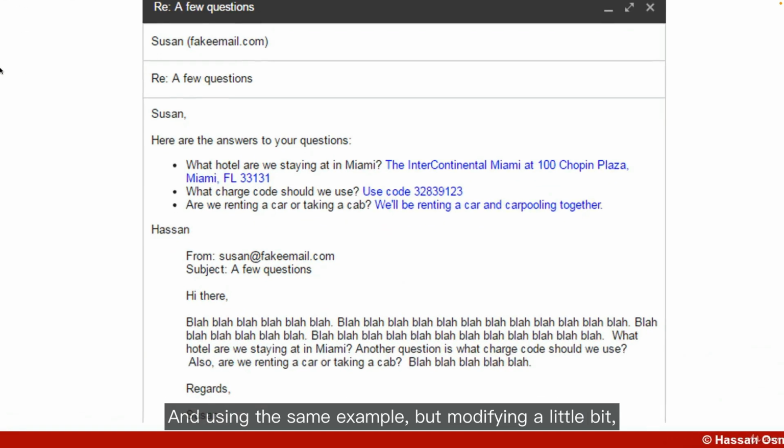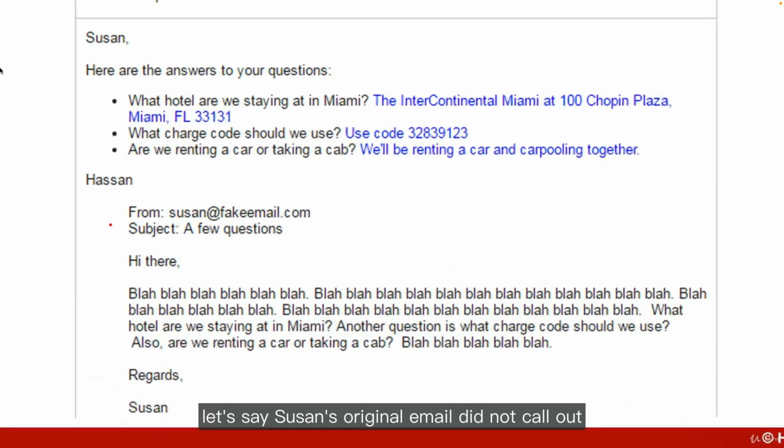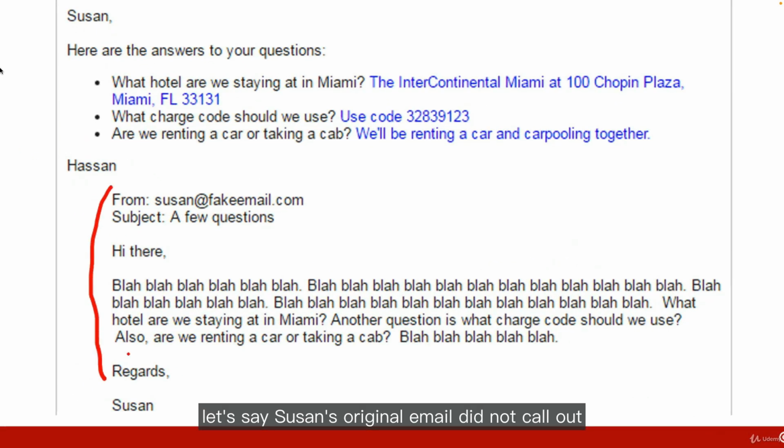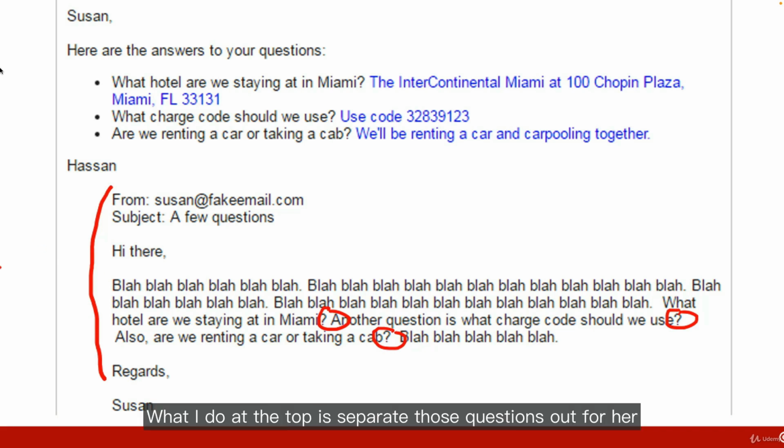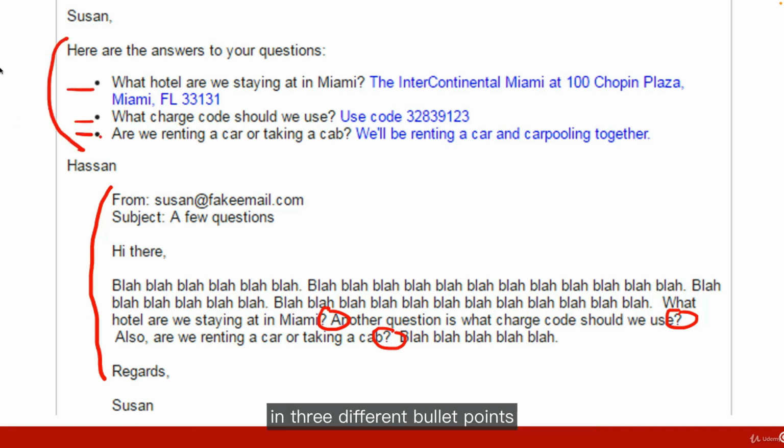And using the same example but modifying it a little bit, let's say Susan's original email did not call out or separate out those questions, but she did have them baked into the paragraphs with one question here, one question there, and a third there. What I do at the top is separate those questions out for her in 3 different bullet points and then answer them in line.